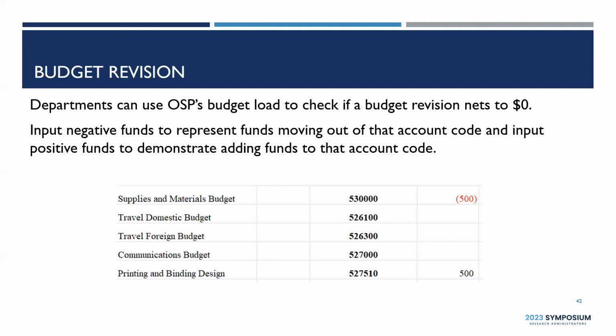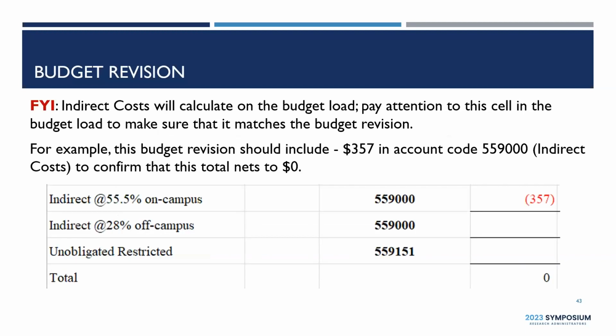So here's our resource. This is what OSP uses to help us with determining budget revisions and them netting to 0. It's just a draft budget load format, but all we do is input the negative funds you're removing, and then input the positive funds wherever you're moving the money to. The reason we think this is a helpful resource is because it automatically calculates those indirect costs for you, and it already has the F&A associated with account codes in the spreadsheet, so you don't have to guess, does this take F&A or not?